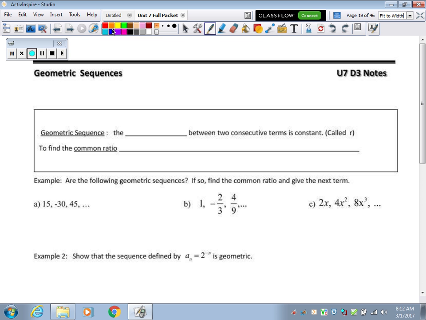Alright, a geometric sequence is one where the ratio between two consecutive terms is constant, and it's called little r. So to find the ratio, take any term and divide it by the previous term.